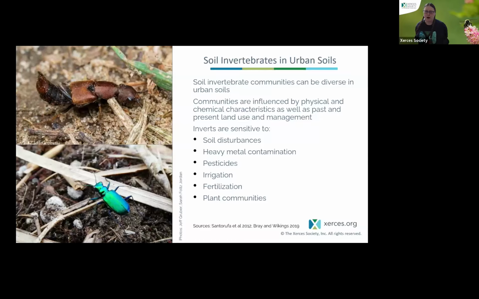And they are sensitive to a wide range of things depending on the species. But some of the big heavy hitting factors are soil disturbance, right? Heavy metal contamination, pesticide use. A lot of our pesticides are highly toxic to a broad range of different insects, not just the pests they're being used for. And so, when you're eliminating those pests, you can also be impacting these beneficial populations. Irrigation, fertilization, the type of plant communities that are there.